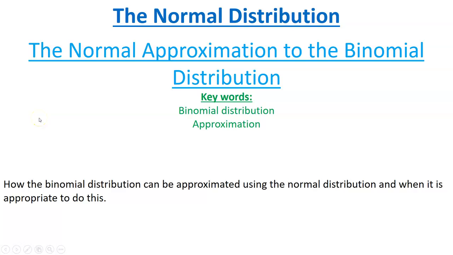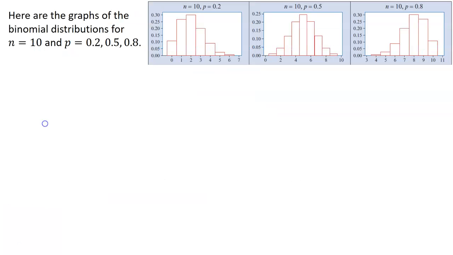The normal approximation to the binomial distribution. So we're going to have a look at how we can approximate the binomial distribution using the normal distribution and when we're allowed to do this.